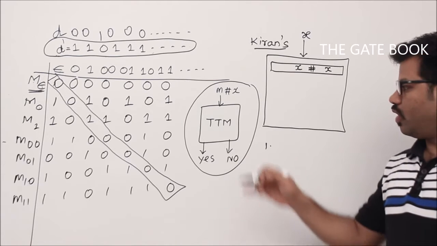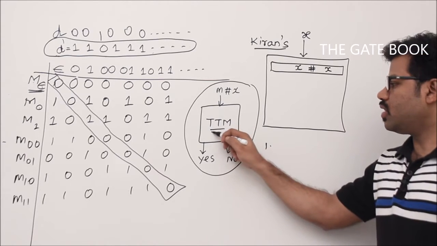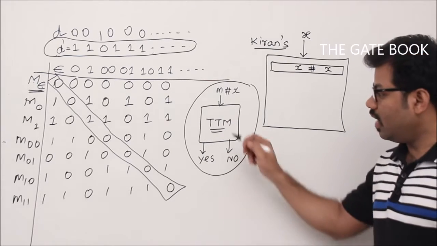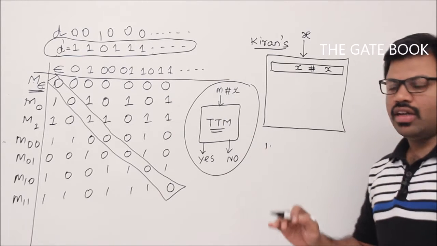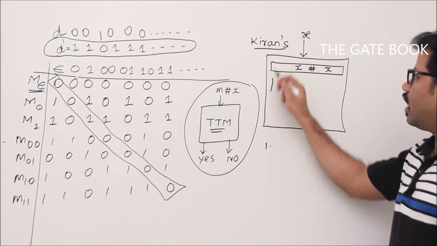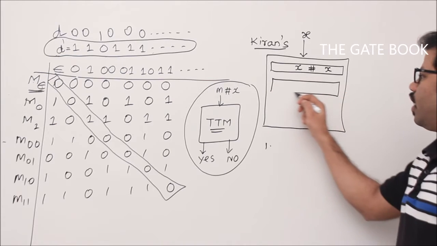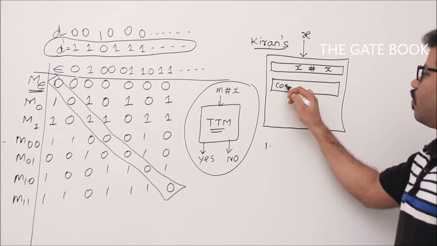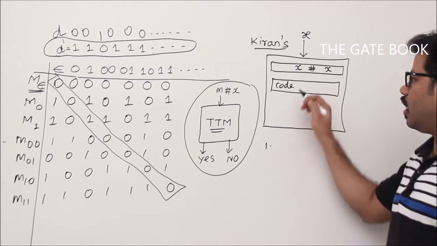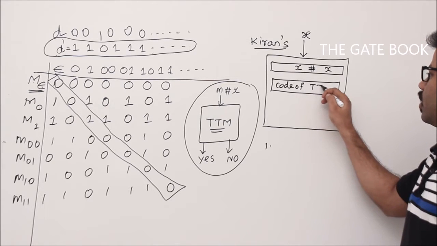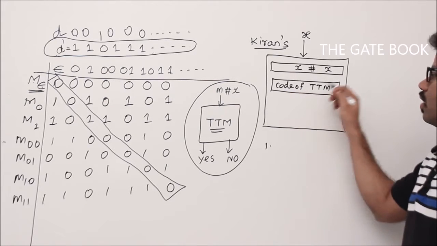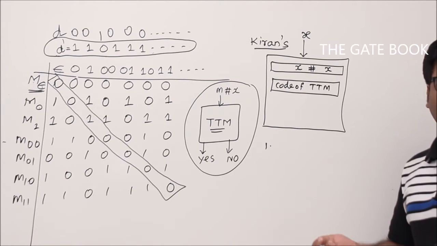Yes, it is possible. We know that because this total Turing machine says that I exist. If it really exists, it will have a code, right? Then Kiran's Turing machine is going to take the code of this total Turing machine into another track. Yes, it can copy it, not a problem.